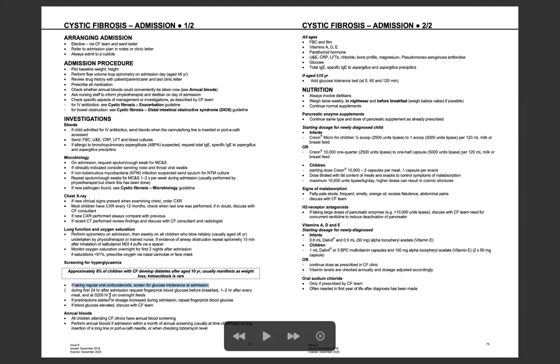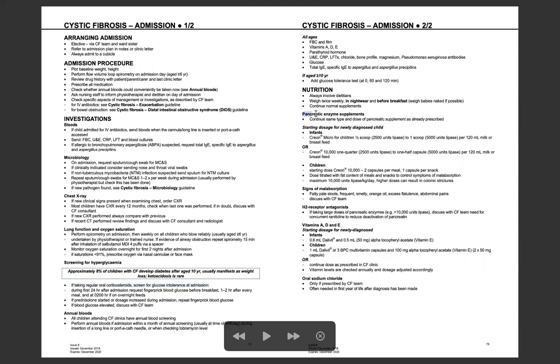This is what is given here. Okay. So nutrition: always involve dietitians, weigh twice weekly in night wear and before breakfast, weigh babies naked if possible, to reduce the weight of the clothes. So twice weekly, especially in the night wear. Continue normal supplements. Pancreatic enzyme supplements, continue the same type and dose as already prescribed.